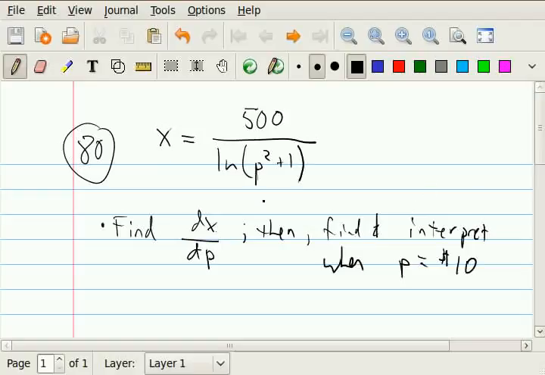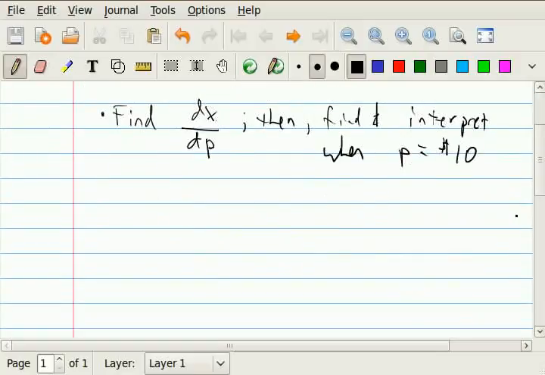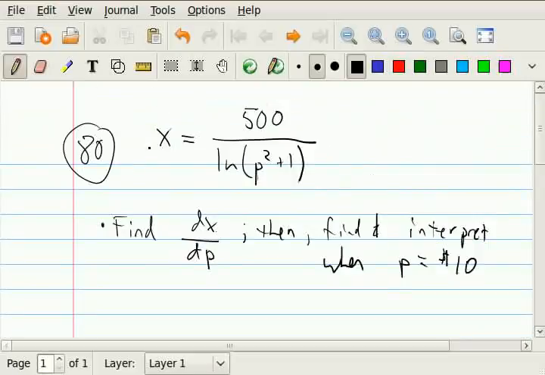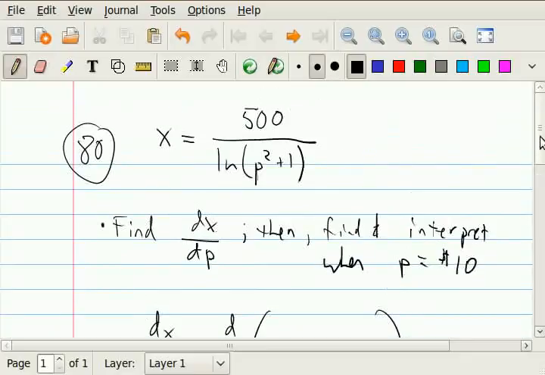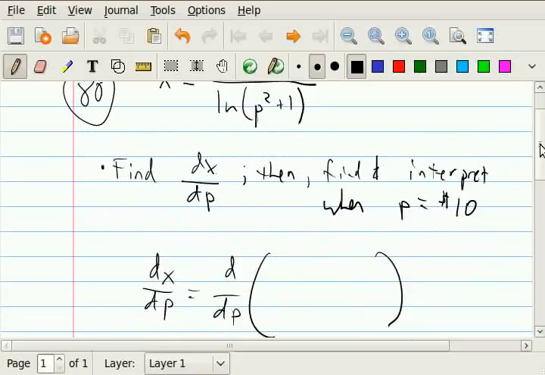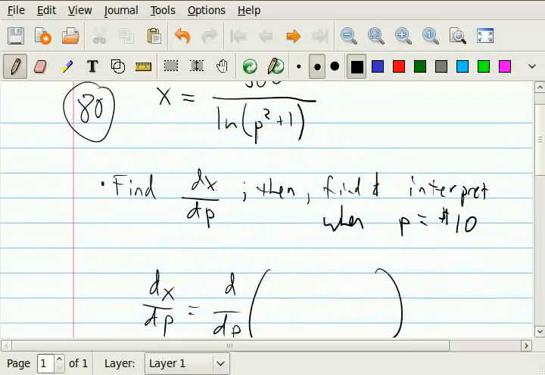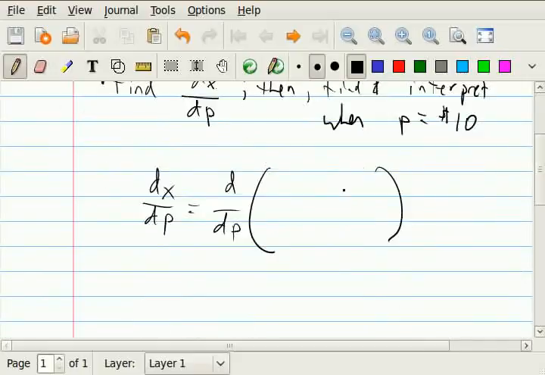But what they actually ask us to do is compute the derivative, dx/dp, and interpret it at a specific value. So we'll think about what the derivative is, but first let's compute it and just get the formula. Again, they give us x as a function of p, and they want dx/dp. So dx/dp is going to be the derivative with respect to p of the function, right? And we can use regular old differentiation here because x is a function of p, and we're asked to find the derivative of x with respect to p. So I'll take the derivative of this formula with respect to p.